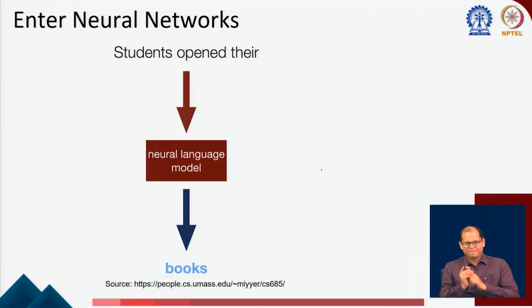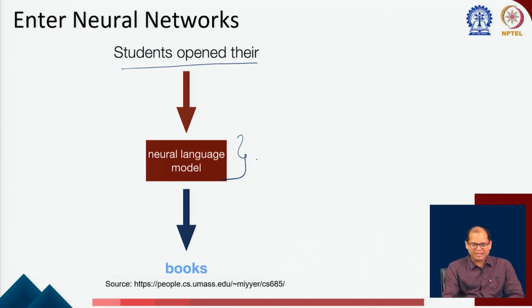So I have this phrase students open there, but I don't want to directly use a model like an n-gram language model that looks only at the word surface forms. I instead want to use a neural language model that can also generalize to synonyms and similar phrases that have been put in different surface forms, but they mean the same. So I want a neural language model that can do this prediction of the next word, that is books.